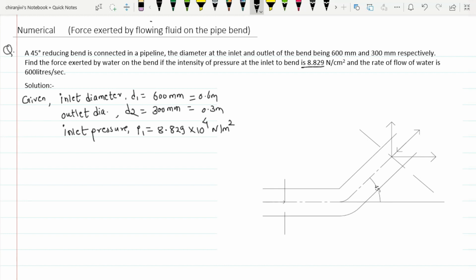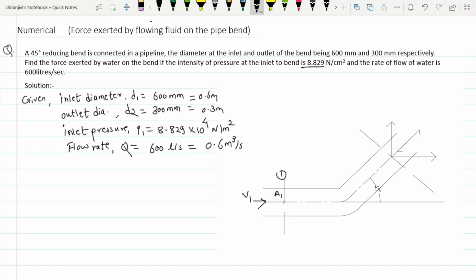So another given parameter, discharge given, or flow rate. Flow rate is Q. It is 600 liter per second. We can convert it into meter cube per second, which is 0.6 meter cube per second. Now we have to define this parameter in the figure, and we have to draw the figure here. Here the fluid flow with the velocity V1 and area at section 1 is A1.